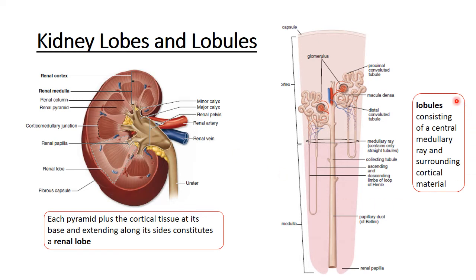The lobules, as we can see here, consist of a central medullary ray and the surrounding cortical material that is composed of different parts of the nephron. And here, this extension is a single medullary ray, and with the cortical tissue surrounding it, it is considered a renal lobule. Unlike other organs in the body, we do not have connective tissue septa separating the lobes and the lobules. We do not have a strict demarcation between the lobules of the kidney and even between the lobes of the kidney.